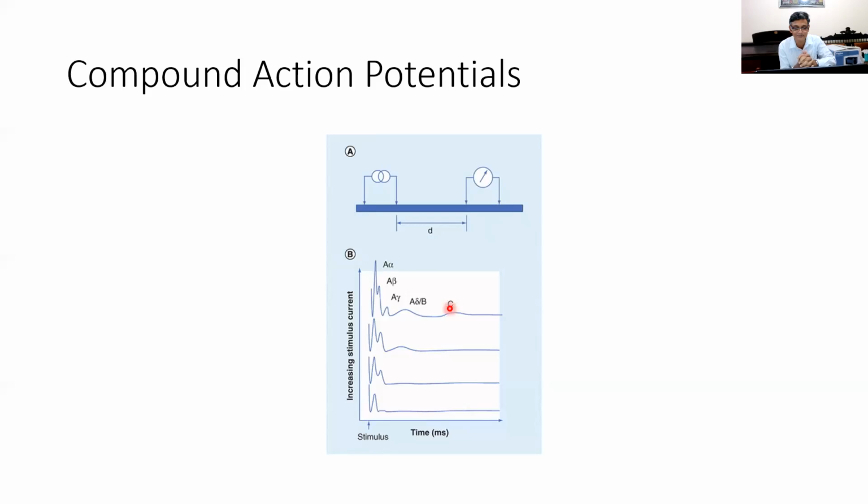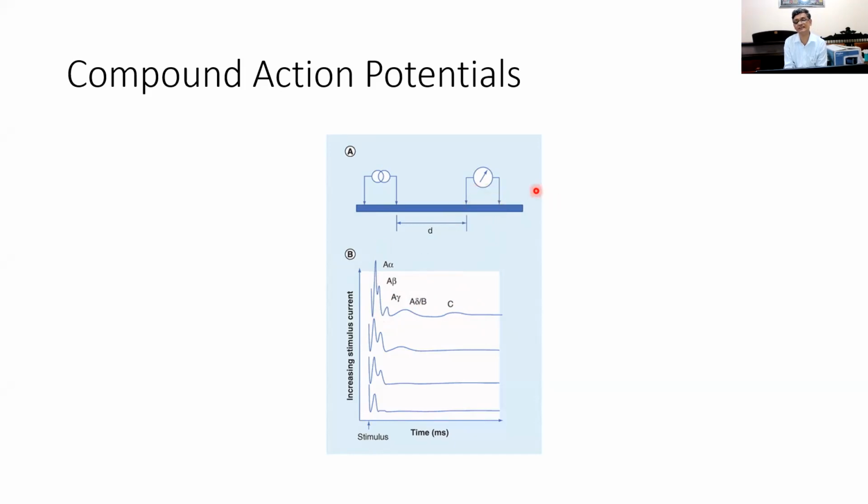C fibers' maximum conduction velocity is 2 meters per second, whereas A alpha can reach 100 meters per second, like the sciatic nerve, or proprioception carried in A alpha fibers, very fast conducting. C fibers are like the sympathetic nervous system. Sometimes they do have unmyelinated fibers, right? So they are a little slow to conduct, and so you can see different types of recordings on the nerve itself.